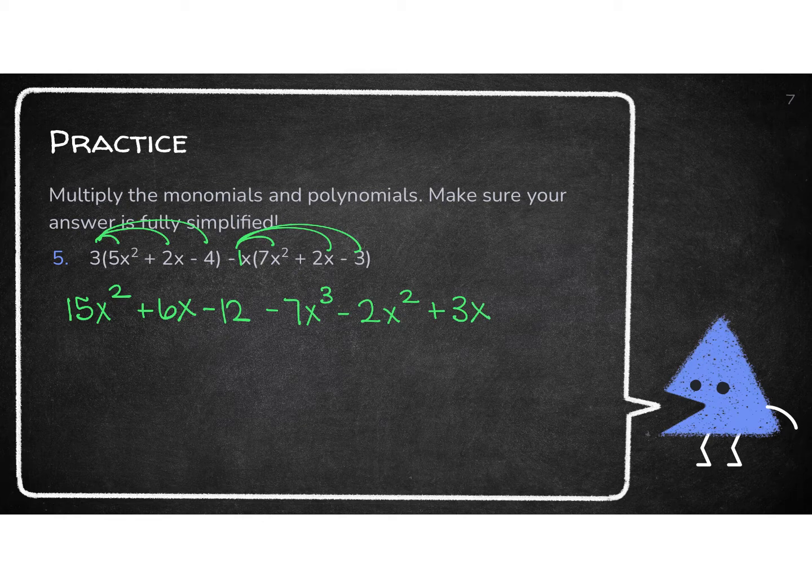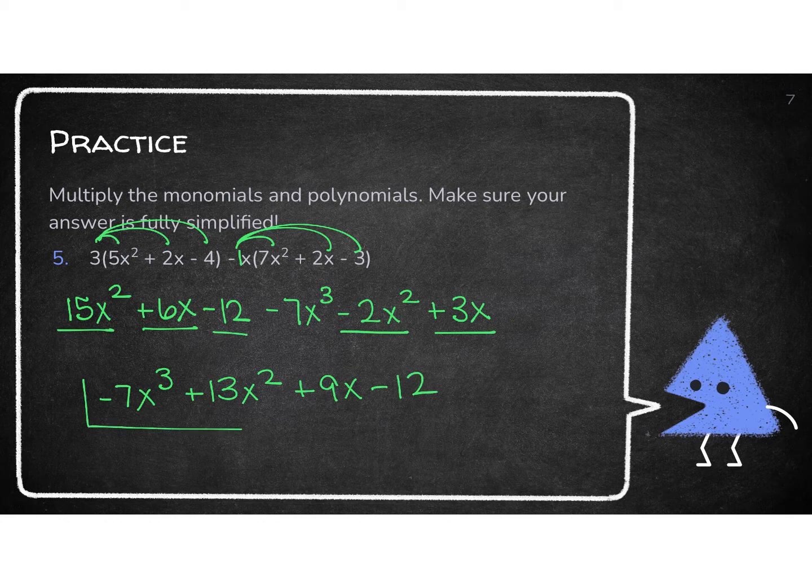So now we're going to combine our like terms. I have that x to the third. I just have negative 7x to the third. x squareds, I have 15x squared and negative 2x squared. So I'm going to have plus 13x squared. I have a 6x plus a 3x. So I'm going to get plus 9x. And then I have this minus 12. None of those are like terms, so that's my final answer.